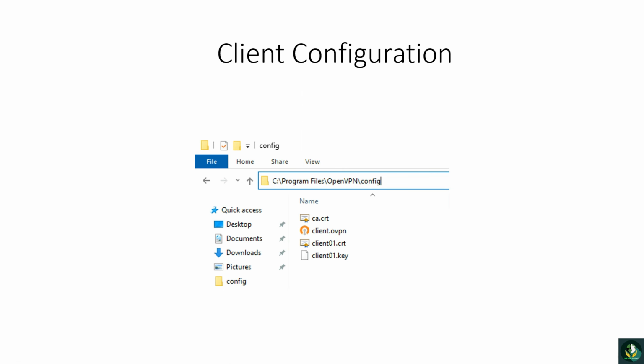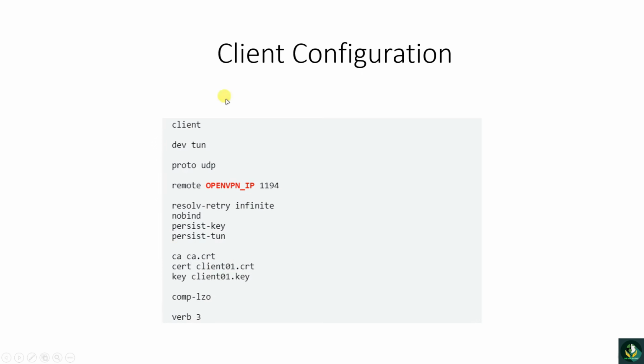And then similarly we are going to open our client configuration file, which is the client.ovpn file, with administrator rights, like we did for the server. So similarly just edit it like this. You need to set the remote OpenVPN IP and port, which is 1194. So make sure you edit all of those similarly to this and just save, because this is the configuration file that we need to establish a connection.